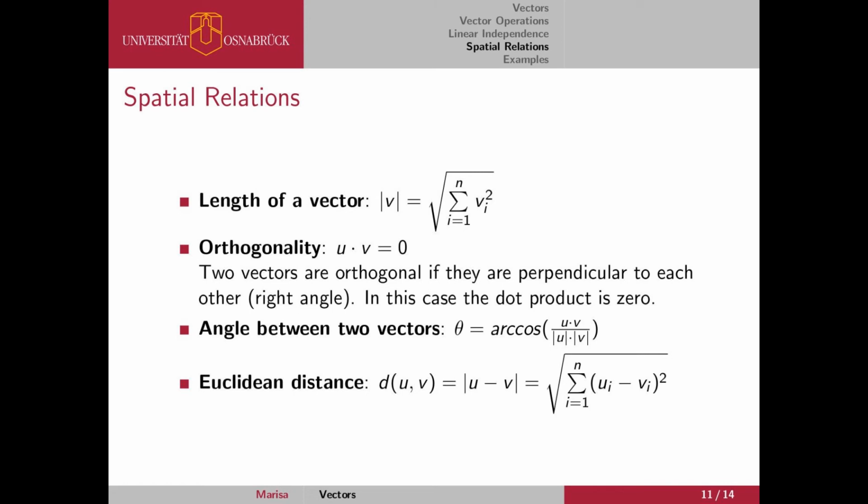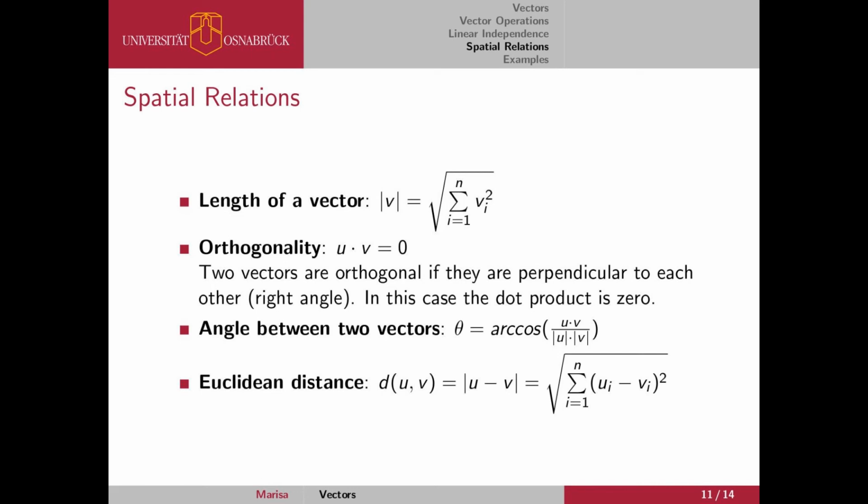The second concept I want to talk about here is orthogonality. Orthogonality means that the dot product of two vectors is 0. And if two vectors are orthogonal, this means that they are perpendicular to each other, which means they are at a right angle. And this is the case when, as I just said, the dot product is 0.